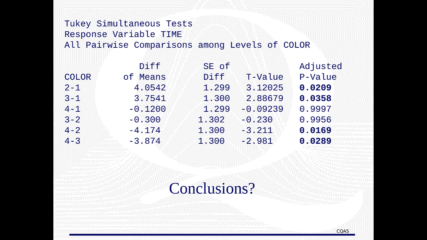The remaining comparisons, colors 4 and 1, and colors 3 and 2, both have p-values well above 0.05, indicating no significant difference. This pattern suggests that certain color groups produce meaningfully different inflation times, while others perform similarly. We'll synthesize these findings on the next slide to draw our final conclusions about the balloon experiment.